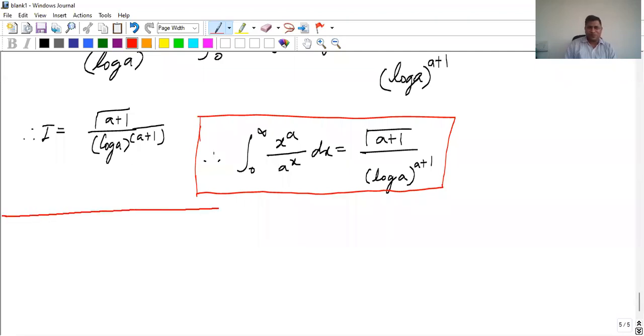Yes, sir. So we need to understand the conversion skill. Yes. You need to understand where we want to go, so that you can easily get what we have to substitute.